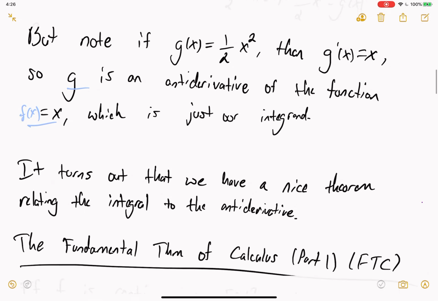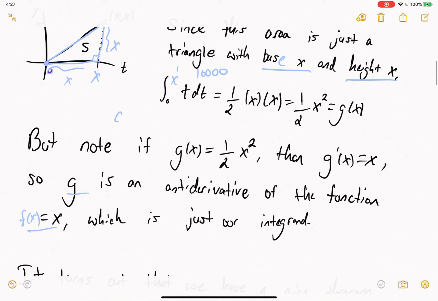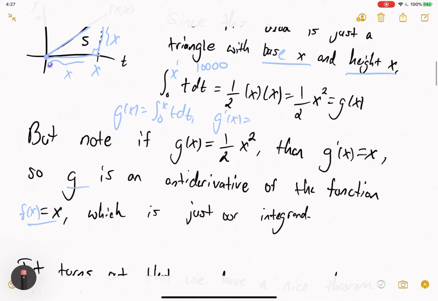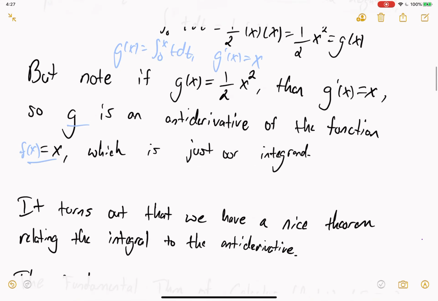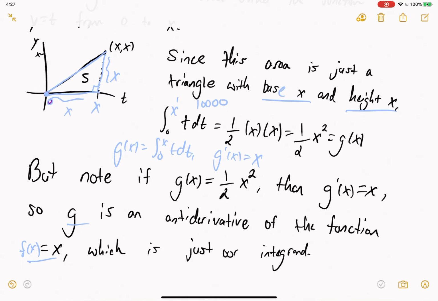Now that's pretty weird. We created this function g of x equal to the integral from 0 to x of t dt, and we got that g prime of x is equal to t, well, in this case, x. So that's weird, why does that happen? We don't have any weird linkages here.